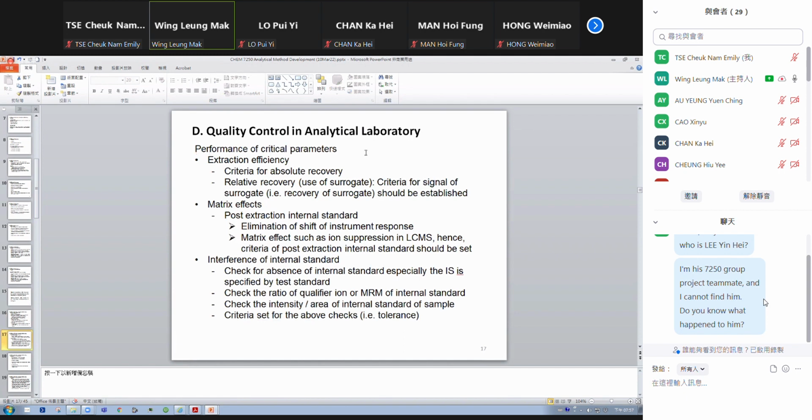Performance of the critical parameters. What are the critical parameters you need to check? For example, you use 1 gram of the samples and extract with 10 ml of the solvent. It will give you the extraction efficiency issue, okay? 1 gram, 10 ml. How about I use 1 gram, 1 ml of the solvent? The extraction efficiency normally will not be good, okay? Because the solvent cannot touch all of the samples.